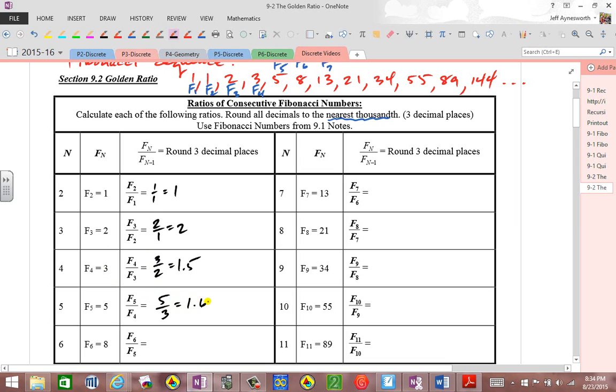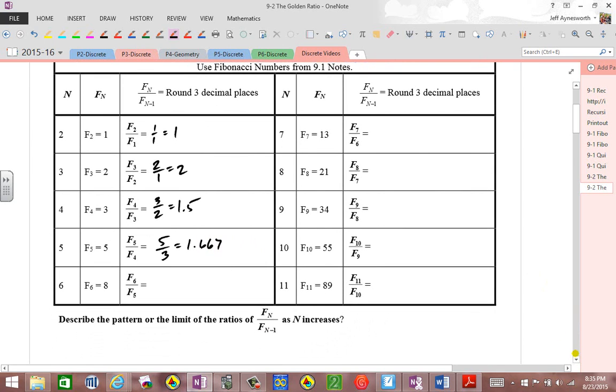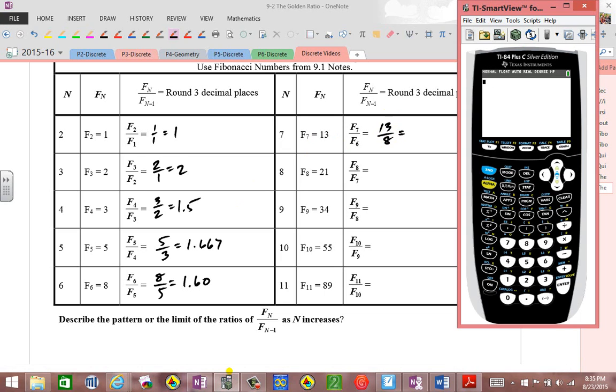That's 1.667, or you can say 1.6 bar because it repeats. And use your calculator whenever you need it. Take the sixth one divided by the fifth one, 8 divided by 5. That's 1 3/5, that's 1.600. I know those by heart. And then you take 13 divided by 8. That's 1 5/8. I think it's 1.625, but let's double check. So 13 divided by 8, it's 1.625.